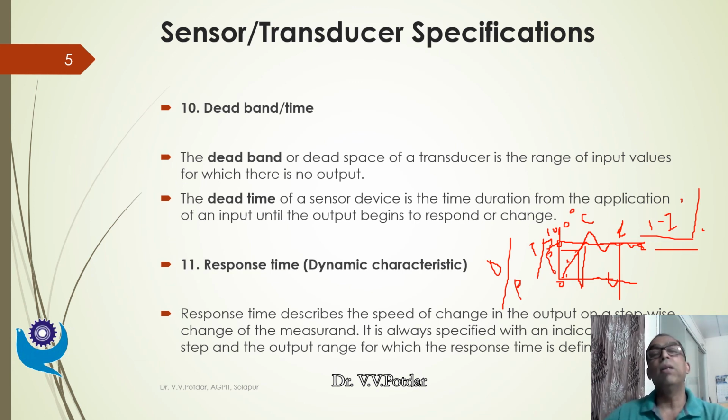Based on these characteristics or specifications, which are available for every transducer measuring any of the physical parameters, we need to map these characteristics with my requirement and appropriately select the transducer for my application.